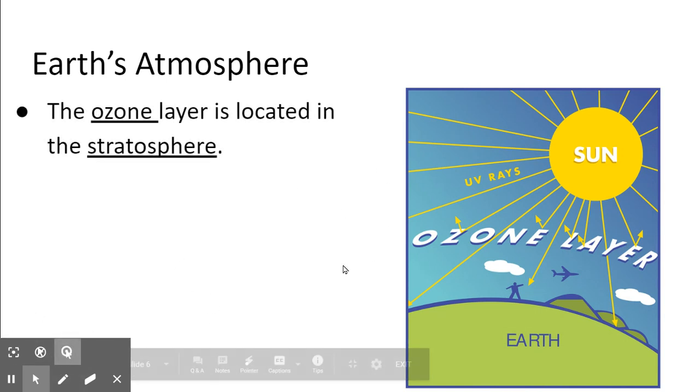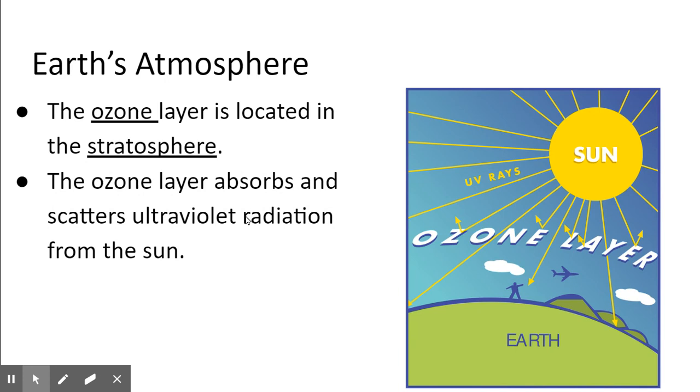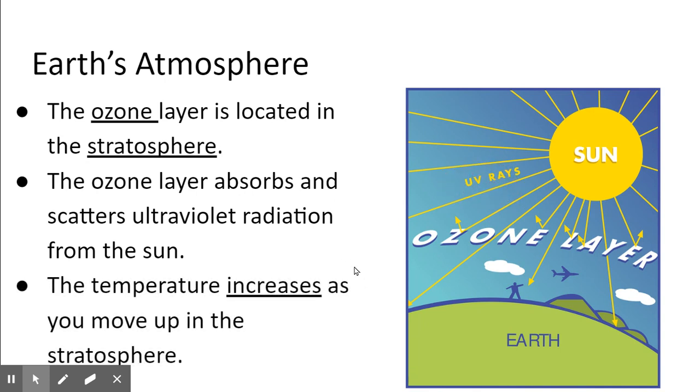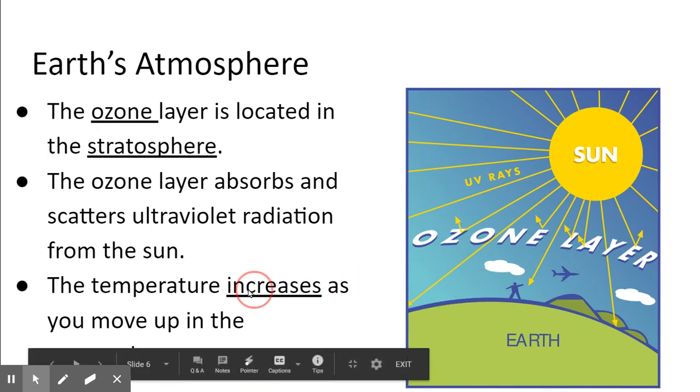The next layer is the stratosphere, and this is where your ozone layer occurs. The ozone absorbs and scatters the UV light that's dangerous to us. As you move up in the stratosphere, the temperature is going to increase.